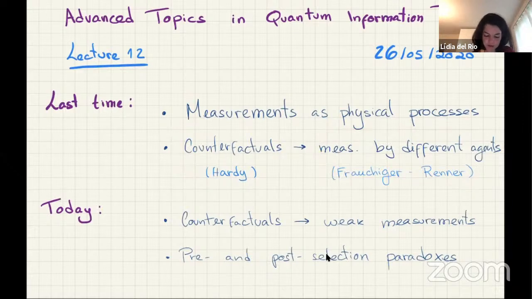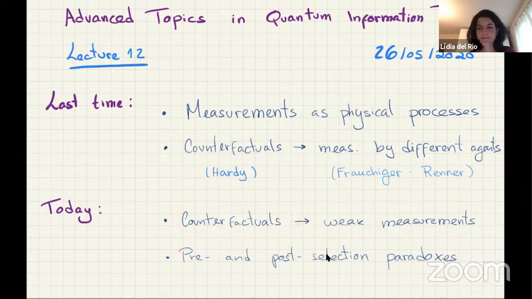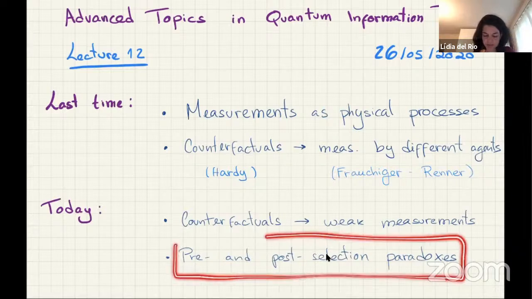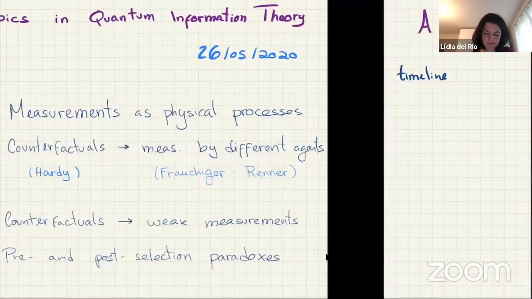And today what we'll try to do is to replace these counterfactuals with very weak measurements, so very weak couplings to a pointer, and see what we can deduce from there. And we'll also talk a little bit about pre- and post-selection paradoxes more generally. Okay, so this is the beginning of trying to give some structure to all these paradoxes that we've been talking about. Let's take it very slow and see how far we get with this.